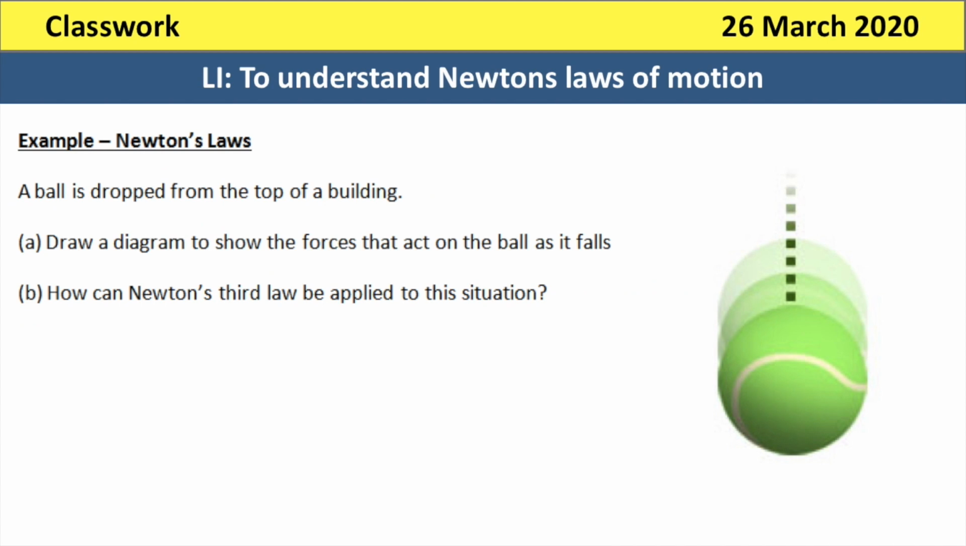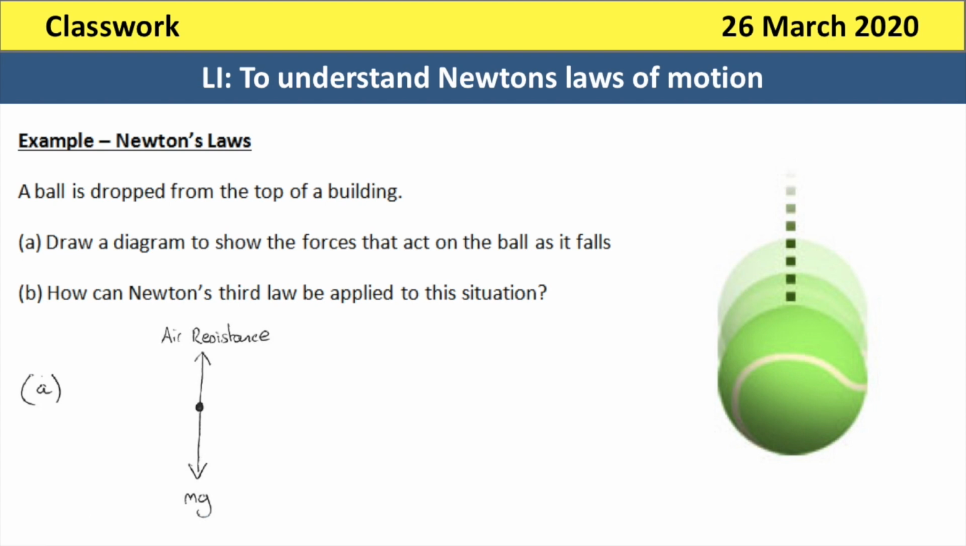Okay, the second example says a ball is dropped from the top of a building, and we need to draw a diagram to show the forces that act on the ball as it falls. The force that's going to pull it down is going to be the weight, but as the ball falls and picks up speed, the drag force or air resistance is going to increase, and so the air resistance acts upwards. It doesn't say in this question whether we've reached terminal velocity or not, so it doesn't matter how long you draw that air resistance arrow.